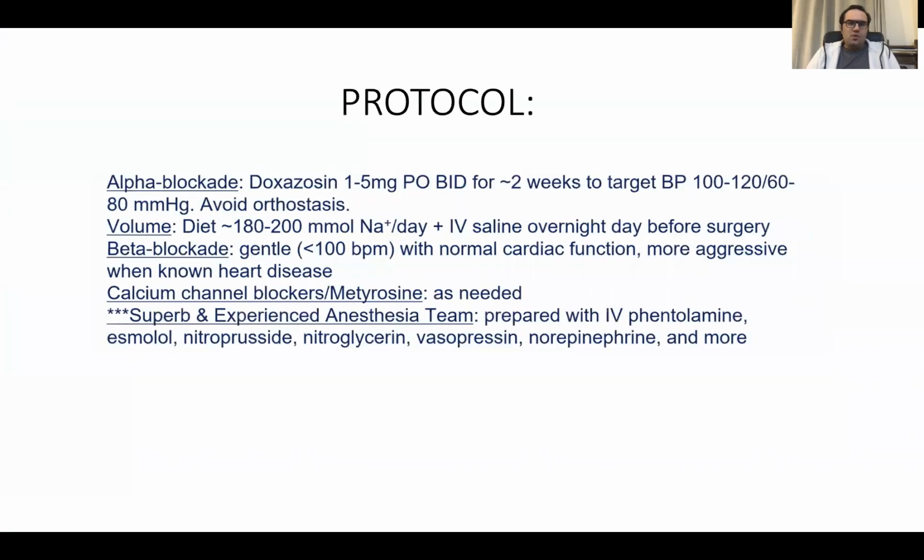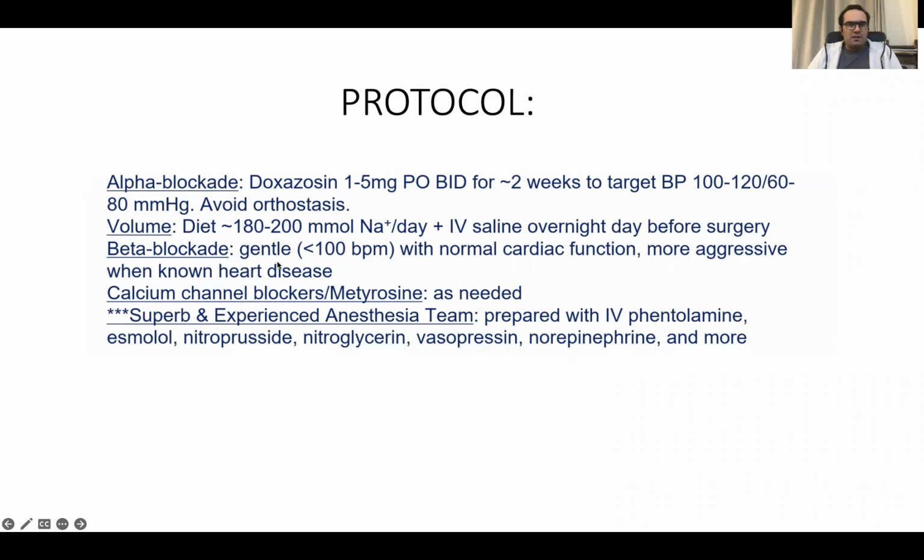So one protocol is you start with doxazosin 1 to 5 mg per oral BID for 2 weeks. You start with 1 or 2 mg BID and then titrate it to the target blood pressure of systolic 100 to 120 and diastolic 60 to 80. You should avoid orthostasis. The diet should have high sodium, and IV saline overnight the day before surgery.